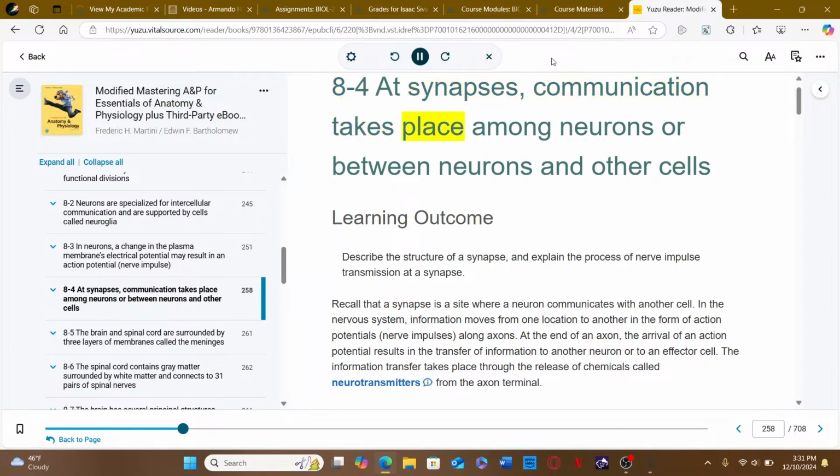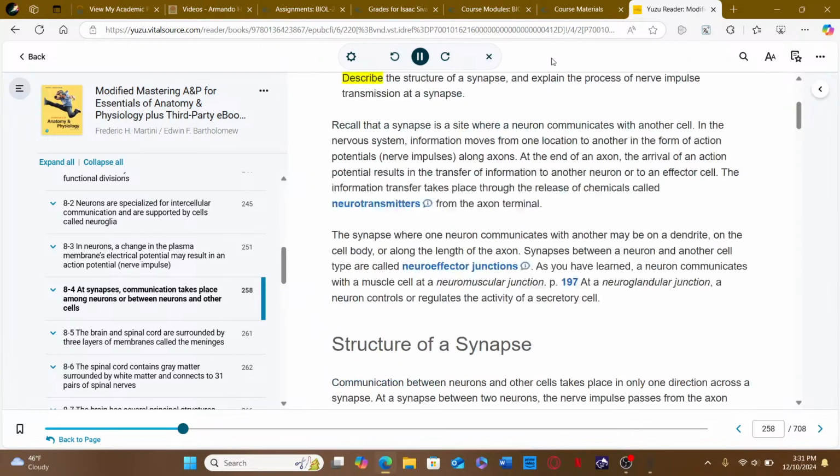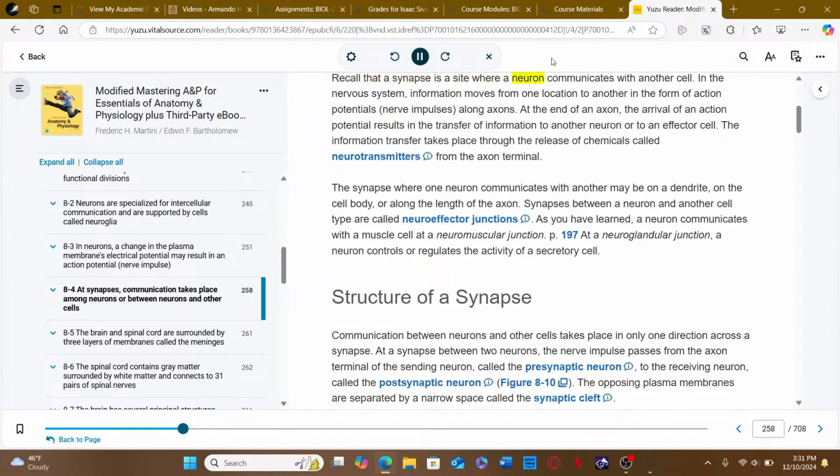8-4 At synapses, communication takes place among neurons or between neurons and other cells. Learning outcome: Describe the structure of a synapse, and explain the process of nerve impulse transmission at a synapse. Recall that a synapse is a site where a neuron communicates with another cell. In the nervous system, information moves from one location to another in the form of action potentials, nerve impulses, along axons. At the end of an axon, the arrival of an action potential results in the transfer of information to another neuron or to an effector cell.